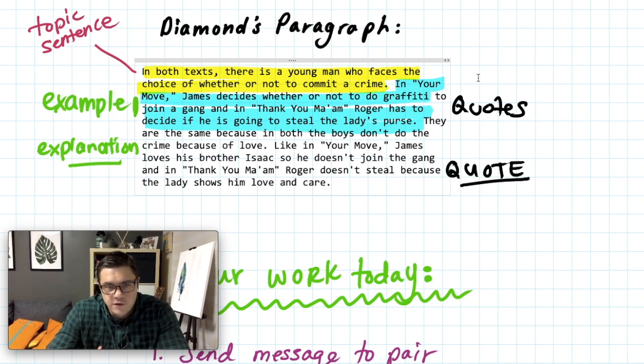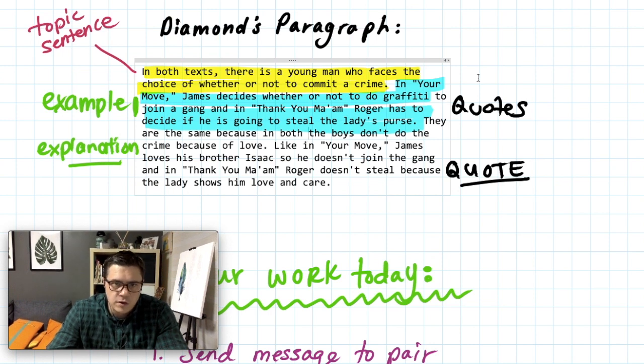So I look for something. I look for some inner thinking where James is thinking about doing graffiti on the wall, or I look for a conversation where someone's telling him to do graffiti, and think about the way he's acting. With Thank You, Ma'am, I look at the beginning of the story where Roger is interacting with the lady, and I look for a quote that shows that there's a choice. Okay, because that's the point of my paragraph.